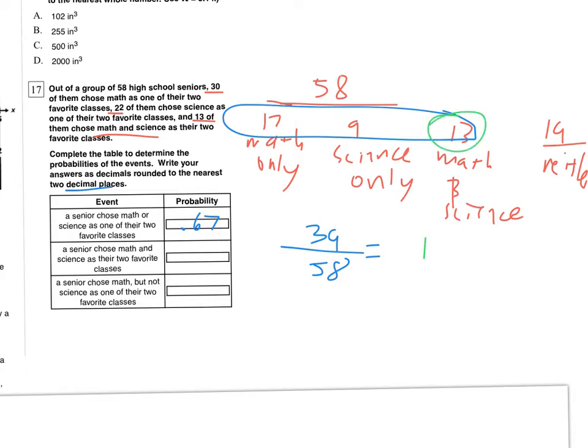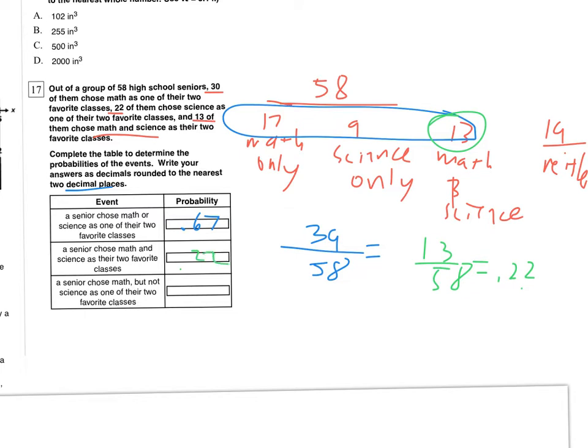All right, and then the next one says a senior chose math and science, so that's these 13 people only. So 13 out of 58 is going to be my second one here. So I'll go ahead and type that in the calculator, and that would be 0.22. So I'm going to put that right there.